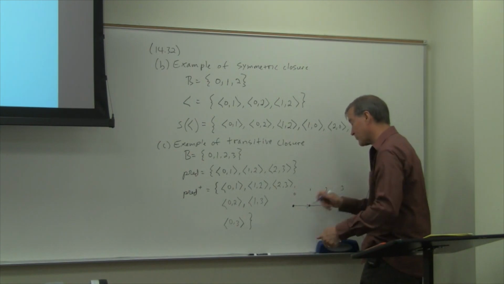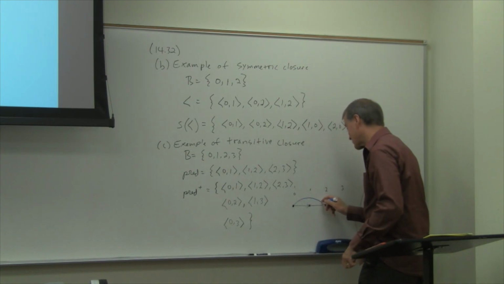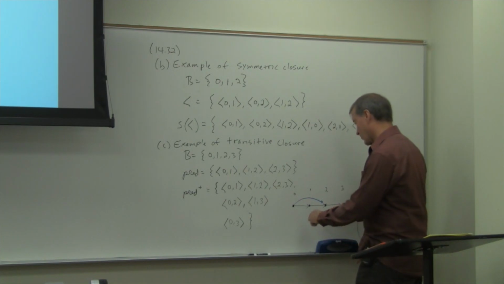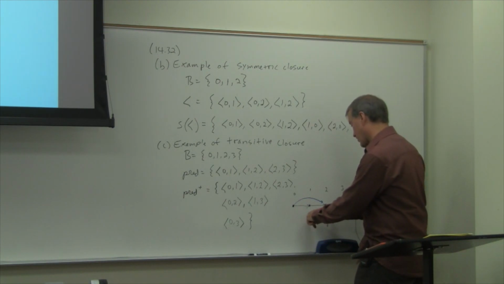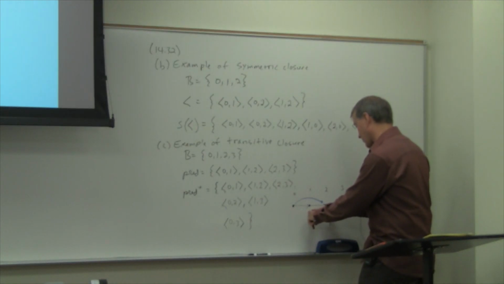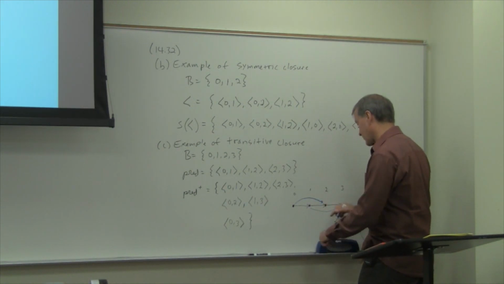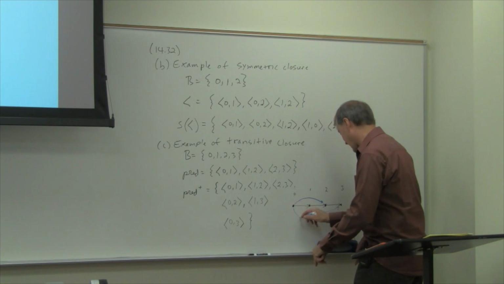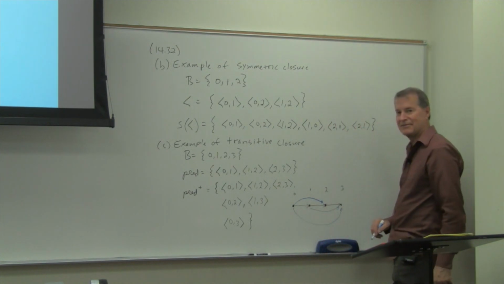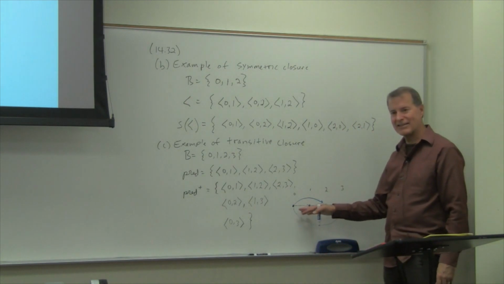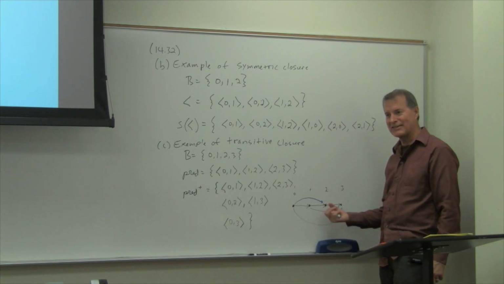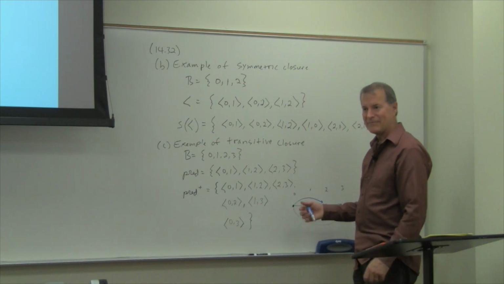So therefore, I have to do what? I have to add this one. And look, I can get from here to here, and I can get from here to here. So I have to add this one. And what else can I do? I can get from here to here. So I have to add this one. See? So you can kind of see, it's visualizing how you can get there.